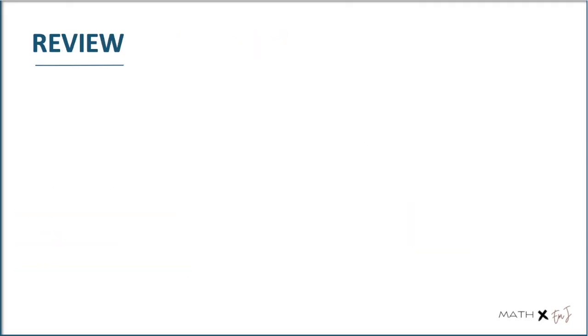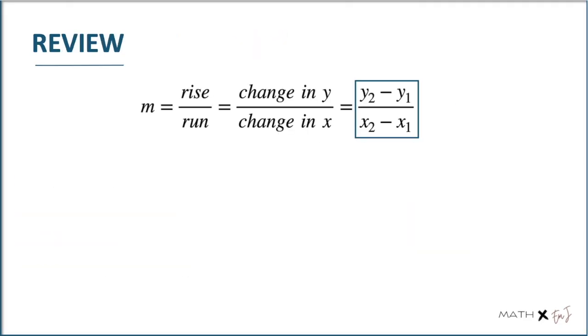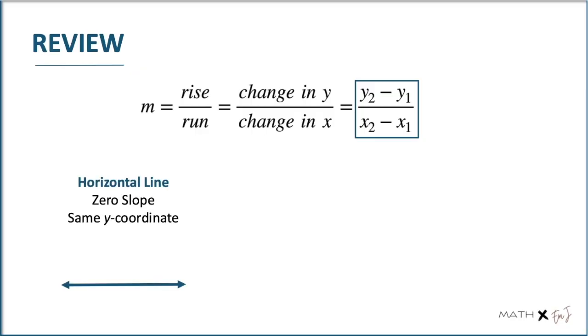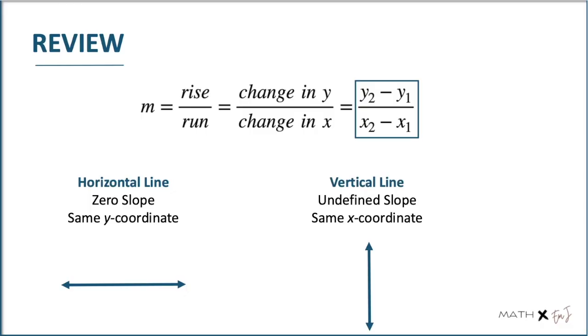Let's do a quick review. Remember that slope is the change in y divided by the change in x. We could also say that slope is the difference in the y coordinates divided by the difference in the x coordinates. A horizontal line will have a slope of 0, and points on a horizontal line have the same y coordinate. A vertical line has an undefined slope, and points on a vertical line have the same x coordinate.